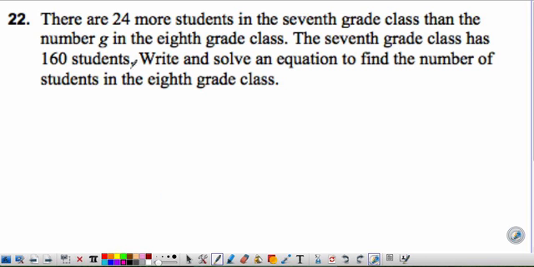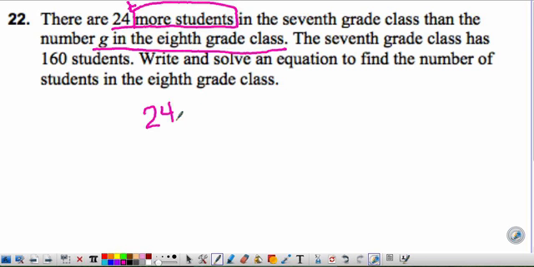Okay? There are 24 more students. More than. What does more than mean? Means add. I'm adding 24 to something. 24 more students in the 7th grade than G, the number of 8th grade students. So that means 24, exactly, plus G. If I take my number of 8th graders plus 24, that's going to give me the 7th graders, right? Isn't that what that says?